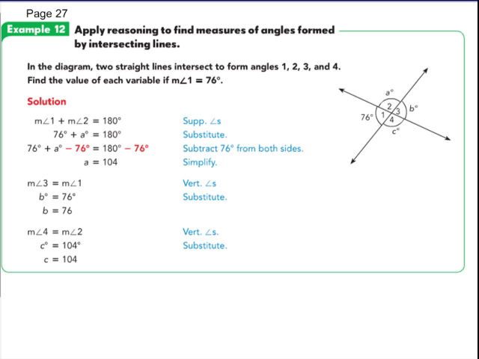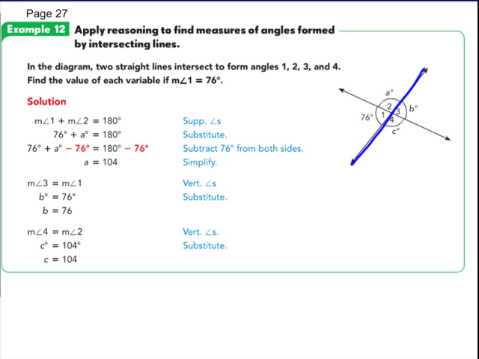In the diagram, two straight lines intersect to form angles 1, 2, 3, and 4. Find the value of each variable if the measure of angle 1 is 76. So, if I know the measure of angle 1, I know that 1 plus 2 makes this straight line.